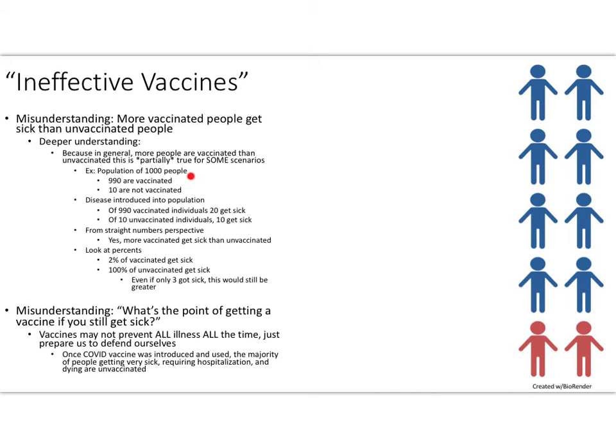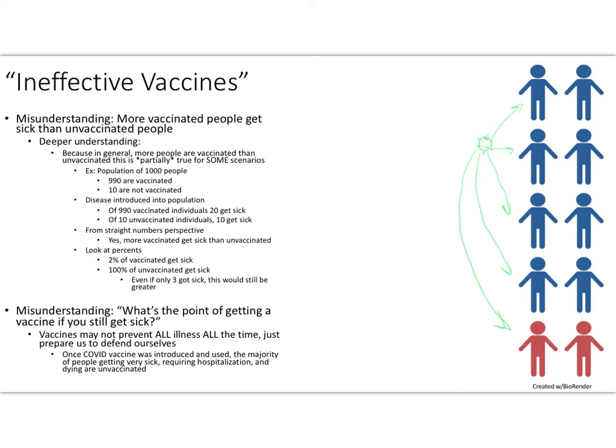So let's say we have a population of 1,000 people. 990 are vaccinated and 10 are not vaccinated. In our diagram here, the blue represent the vaccinated people and the red represent the unvaccinated people. We're going to introduce a virus into the community. So we have our little virus with little spike proteins. It's coming into the community and it's spreading through the community. Now, as that disease spreads, of the 990 vaccinated individuals, 20 of them get sick.